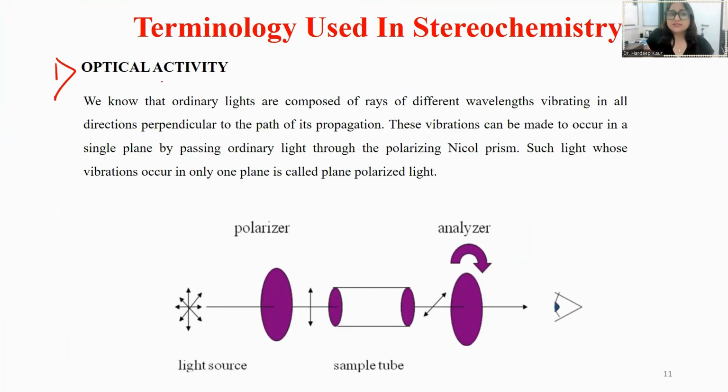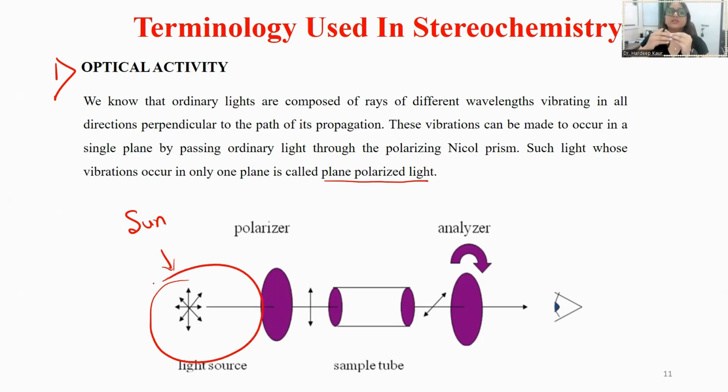Before starting optical activity, I will explain what is plane polarized light. The light which is coming from the sun or any source, suppose, is dispersed in every direction. The ordinary lights are composed of different wavelengths of light which are vibrating in all the directions. Okay, so now the question is how to make it a plane polarized light.